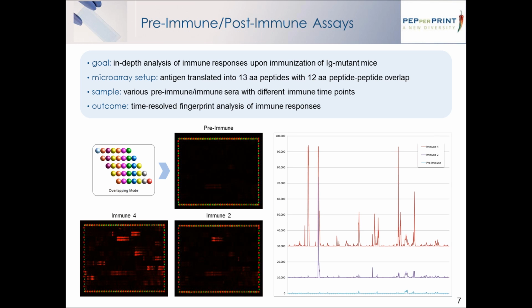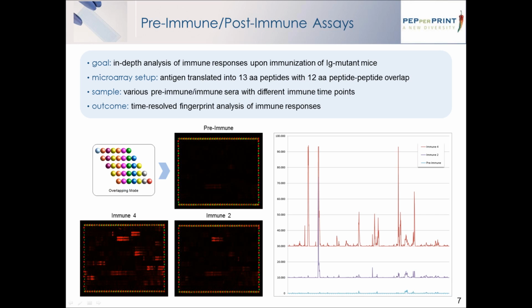The next example illustrates a time-dependent development of the humoral immune response in an immunoglobulin mutant mouse that was immunized with an HIV antigen. We translated the antigen into overlapping peptides and analyzed on one single chip the epitope pattern of the immune serum and of sera taken 2 weeks and 4 weeks after immunization.